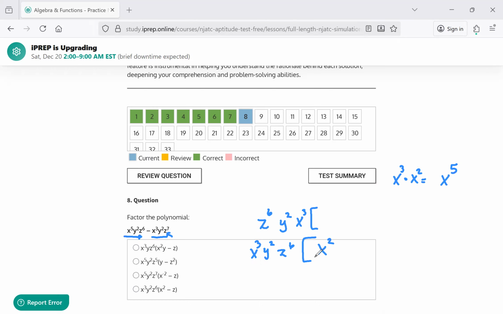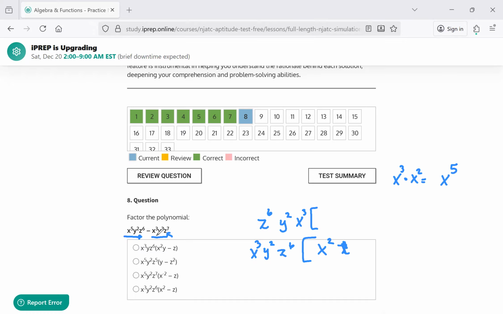So I put an x squared here, and then on the first term, it looks like we don't need any more y's, so we're just going to leave that blank. And then for the z's, how many z's do we need? None, right? None for right now.